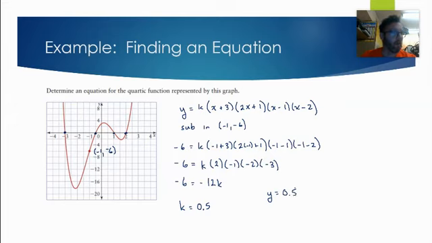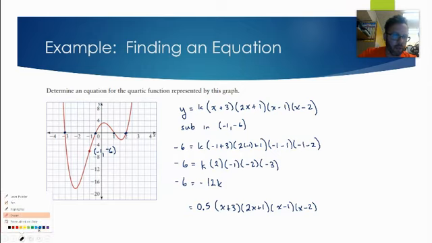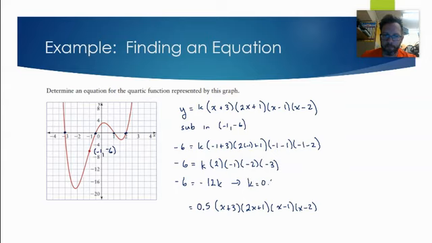We got our equation. Y equals 0.5, and then we'll just keep it in factor form here. X plus 3, 2x plus 1, x minus 1, and x minus 2. I don't know, why did I write y equals 0.5? Mix those two up. K is 0.5. And y equals, geez Louise, we're on a roll this lesson. So y equals, there's our equation.